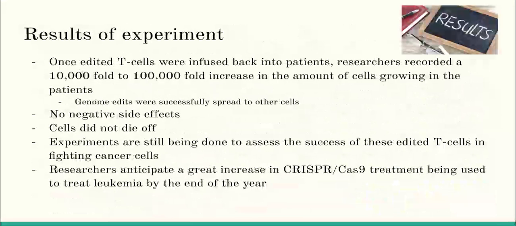Results of the experiment. Once the edited T cells were infused back into patients, researchers recorded a 10,000-fold to 100,000-fold increase in the amount of cells growing in the patients. This indicated success in spreading the genome edits to other cells. Results also indicated no negative side effects and no death of edited cells. Experiments are still being done to assess the success of these edited T cells in actually fighting cancer cells. However, researchers anticipate a great increase in the use of CRISPR-Cas9 treatment for leukemia by the end of the year.